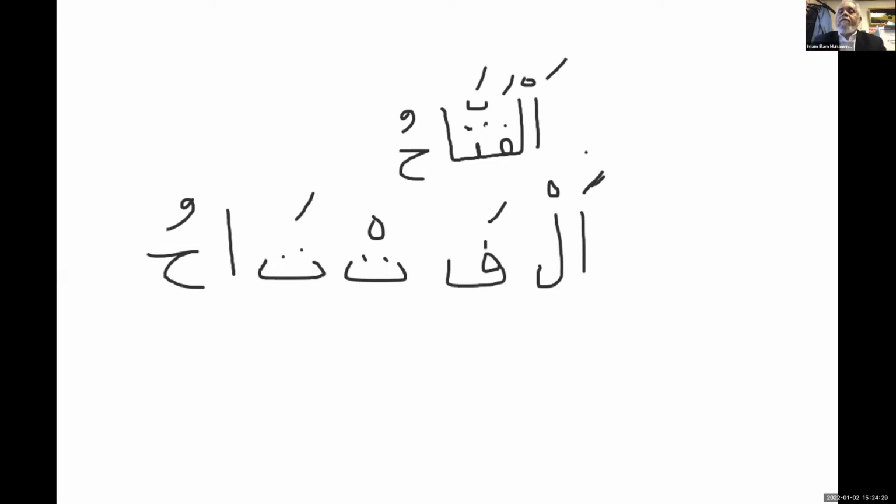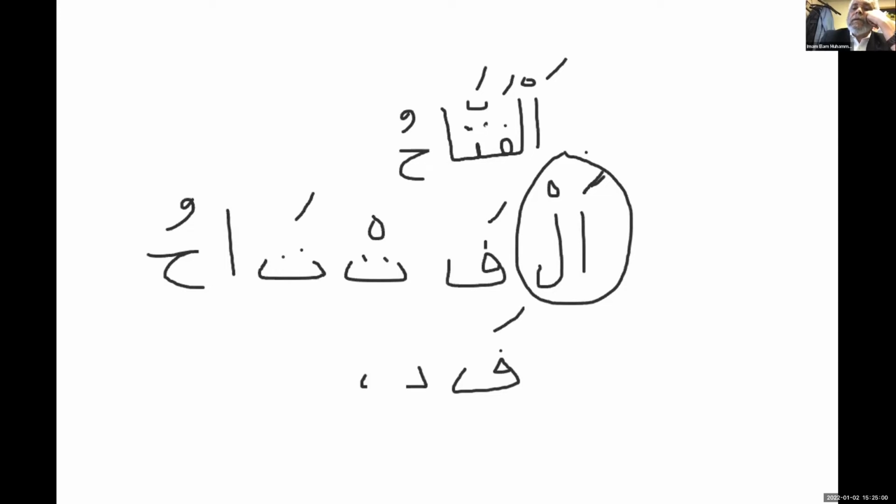So this is al-fattahu. Al-fattahu. One of the first rules of nouns is that they're definite and indefinite. What makes it definite is al, the. To make it indefinite, you take off the aleph and lam, and you change the voweling of the last letter.